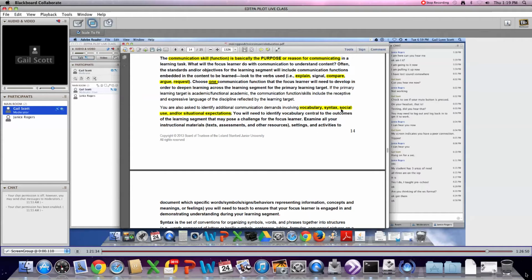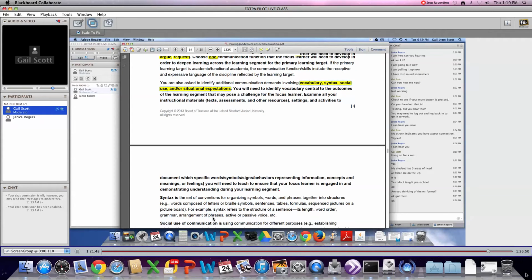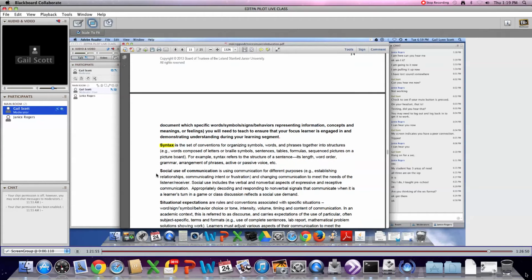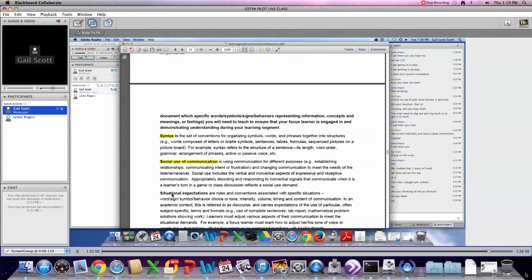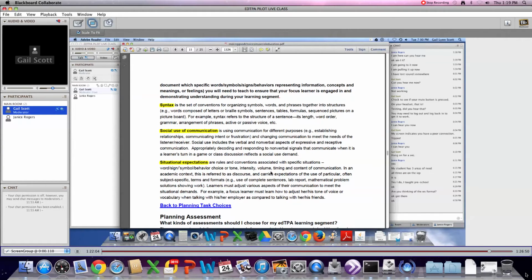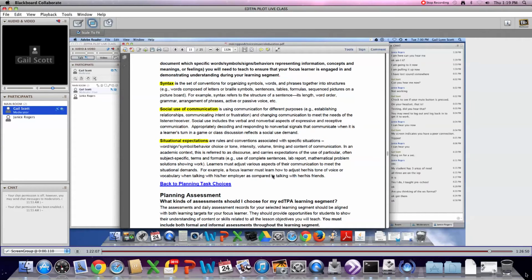Do they need to have social use? And social use is new. Social use was not in last year's manual, okay? Situational expectations. Those 4 terms are explained very well below here. Here's syntax. I think it's pretty well explained. So you read these, look at the resources on Pilot, and then if you have questions, come back next week and we'll go over them.